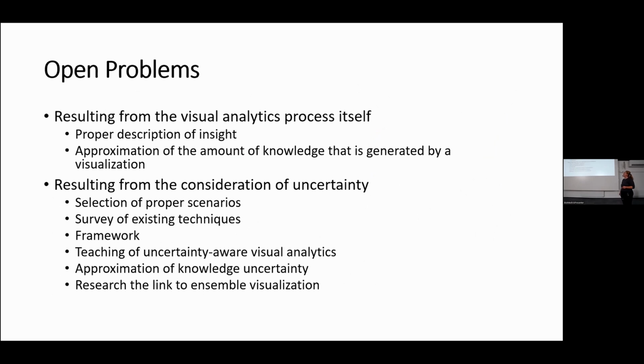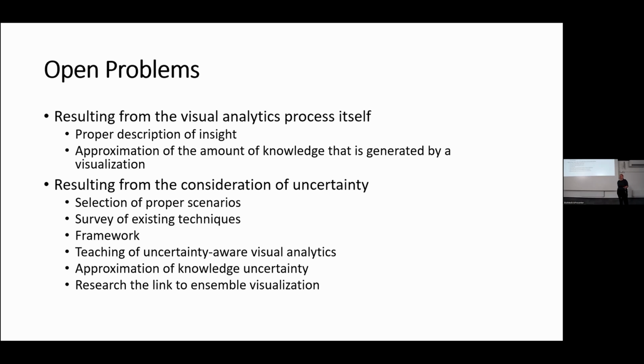Okay, what are general open problems when we're talking about uncertainty-aware visual analytics? So we saw a lot of examples. I taught you a little bit about the concept. And there are two types of open problems when we're thinking about uncertainty-aware visual analytics. One type is resulting from the visual analytics cycle itself. So this has nothing to do with uncertainty. I mean, it doesn't go away when we're considering uncertainty, but it's not coming from the point that we're taking care of uncertainty. So we need a proper description of insight, as I said.